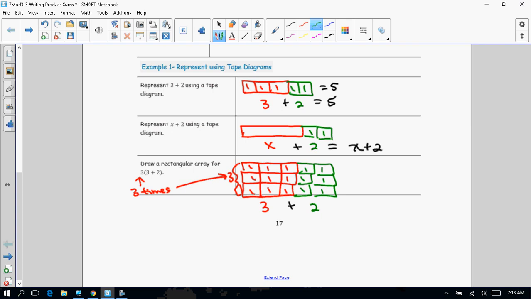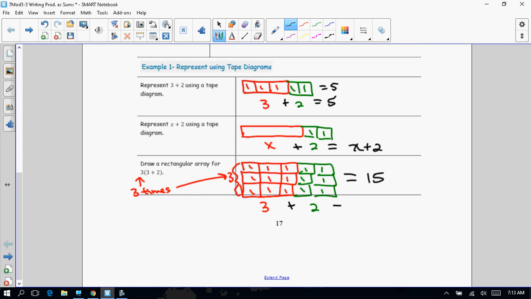So if I go through this whole thing, right, if I count that all up, I have a grand total. This whole thing is equal to 15. If I count up all those little ones, it equals 15. I have 15 of them in there.